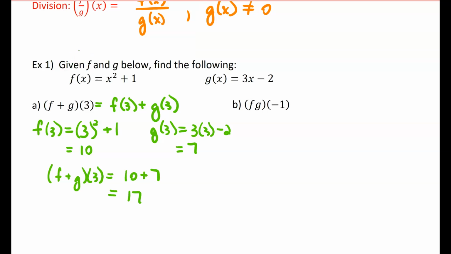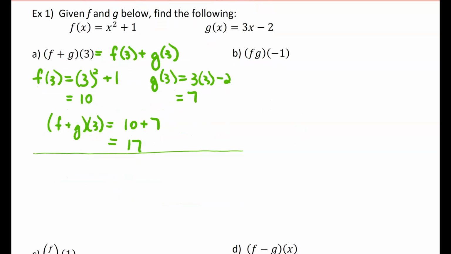Okay. Now, I'm going to show you, we could also have combined f plus g of x first and then evaluated at 3. So I'm just going to show you that and how it comes out the same. So if I did f plus g of x to start with, again, it's just adding f of x plus g of x. f of x is x squared plus 1, plus g of x is 3x minus 2. And I'm going to combine like terms just to simplify this. So we get x squared plus 3x minus 1.